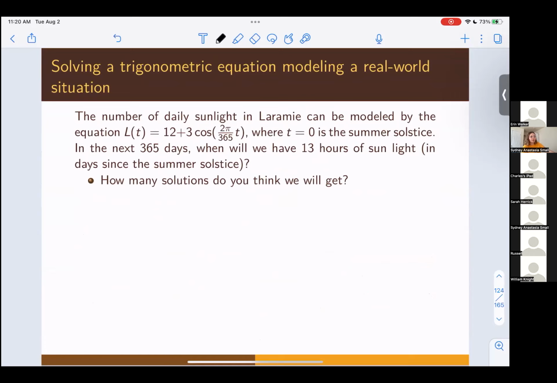So the number of daily hours of sunlight in Laramie can be modeled by this equation right here, L of t, where t equals 0 is the summer solstice. Summer solstice is the day of the year that has the most sunlight. So it makes sense that we're using cosine because we'll have the most sunlight up here and then it'll go down, and then we'll have, I forget what the one in the winter is called.